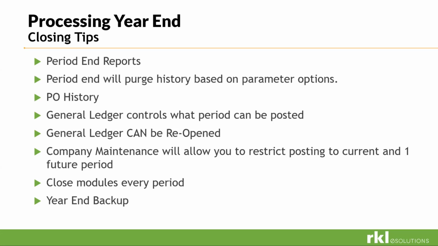Close your modules every period, if possible. That is kind of a soft suggestion for general ledger. What many companies do is keep their general ledger open throughout the year so that when they are performing end of year reconciliation, they can go and make changes and small adjustments into prior months without having to reopen periods. At the very minimum, general ledger should be closed for the year. And always have a year-end backup before you perform year-end processing.